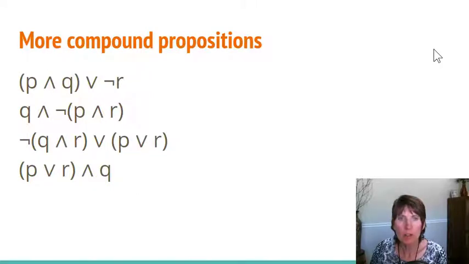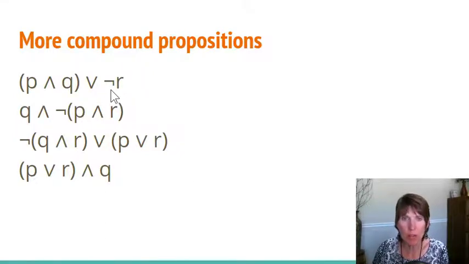Once we understand the truth values of the individual operations, we can combine them to make more compound propositions. So here's a series of compound propositions, but notice how they all use the operations that we already understand. There's the negation operator, or not, the conjunction operator, or and, and the disjunction operator, or, in several places. So it's just a combination of putting different variables together using these operators.